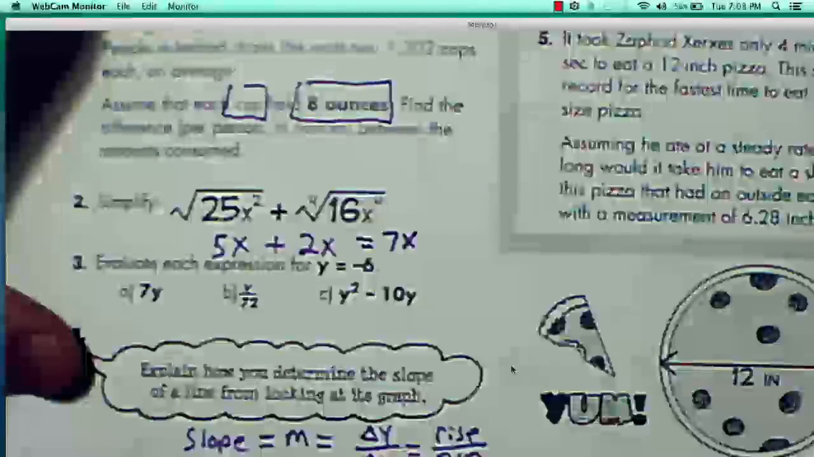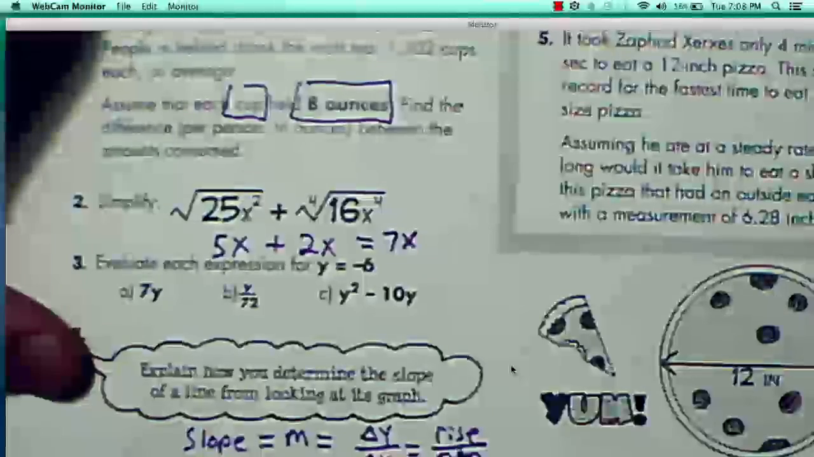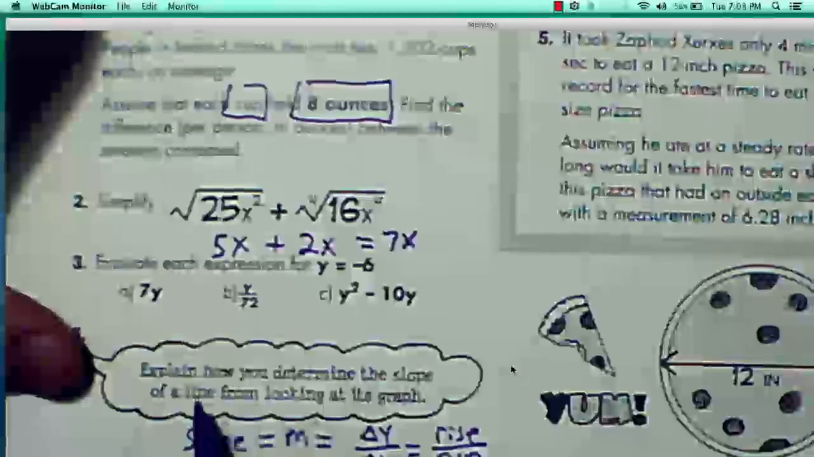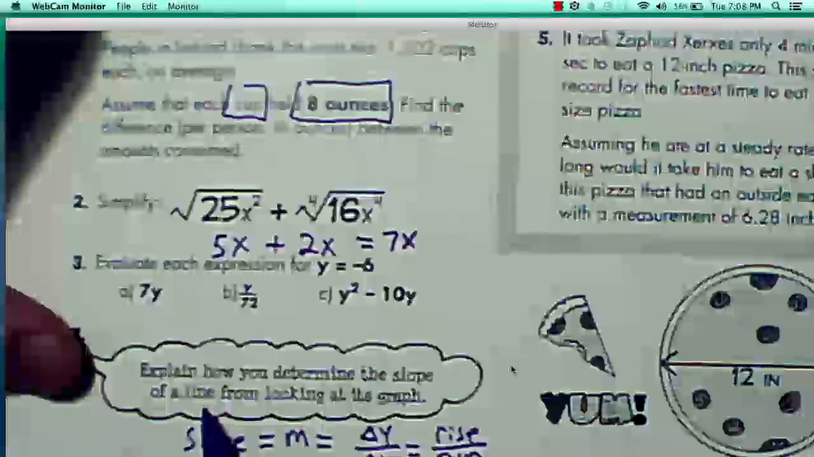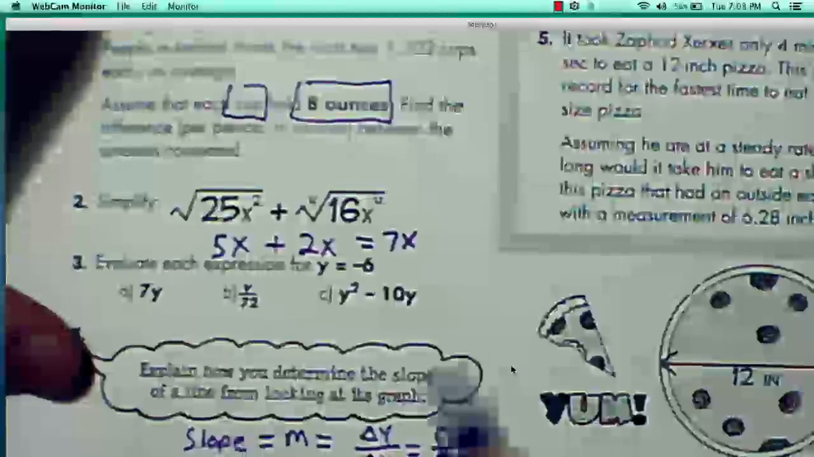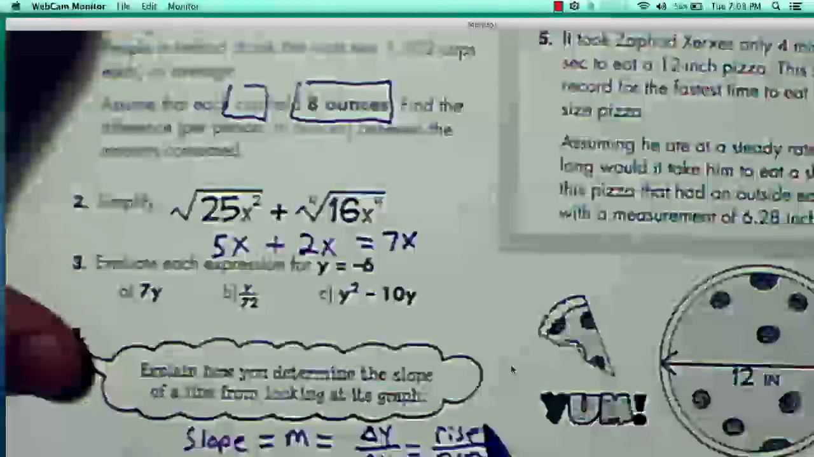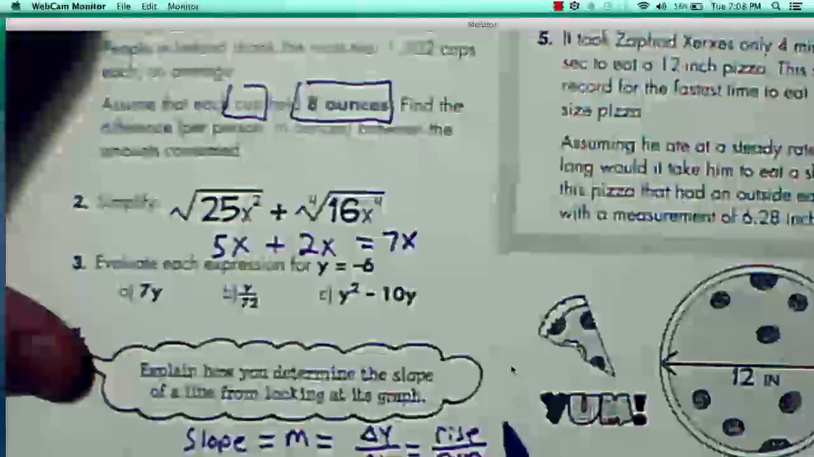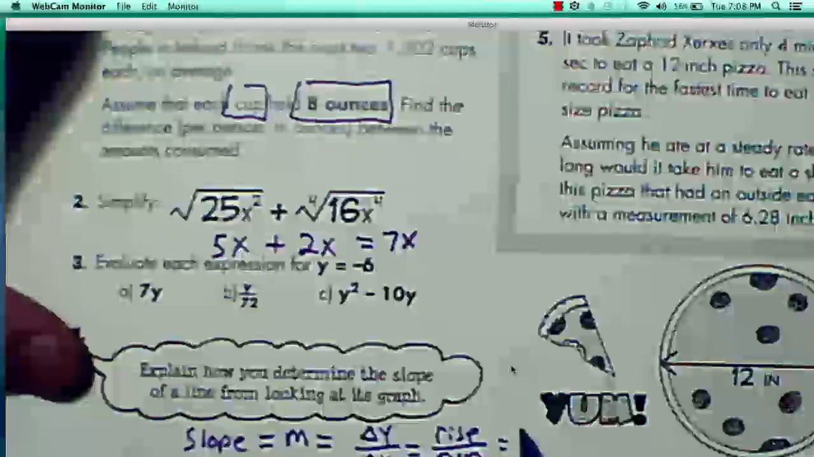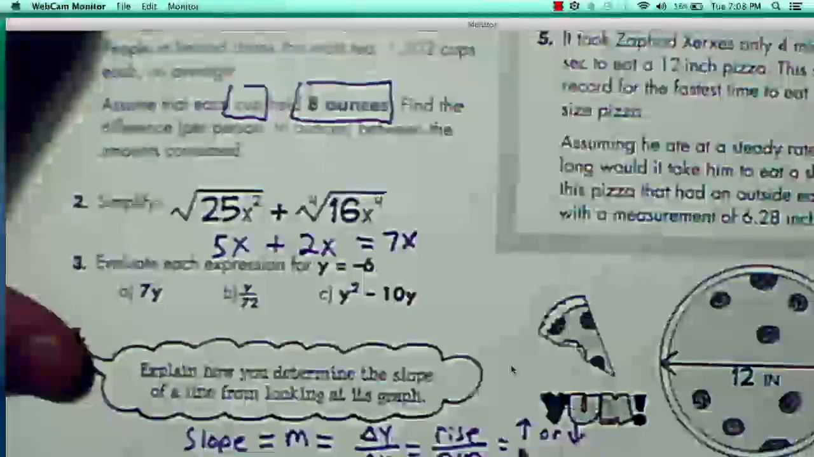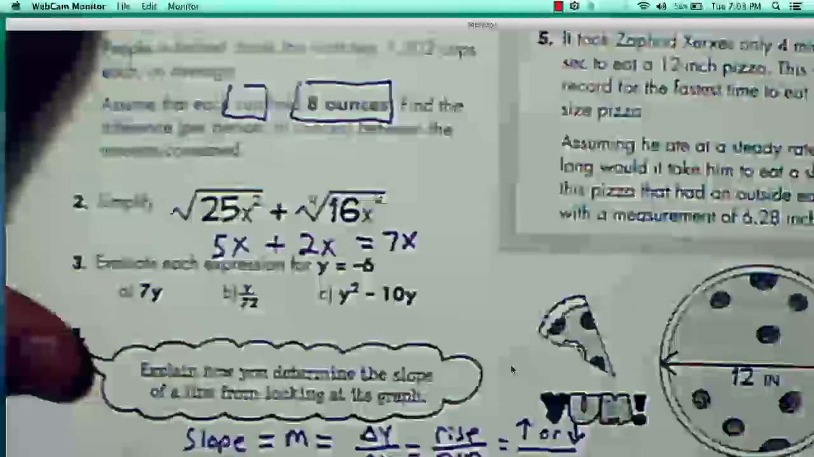I'll leave you to write that one more time. We could find 2 points on the line, form a right triangle between those 2 points, and calculate the rise and the run. The rise is up or down. The run's to the right.